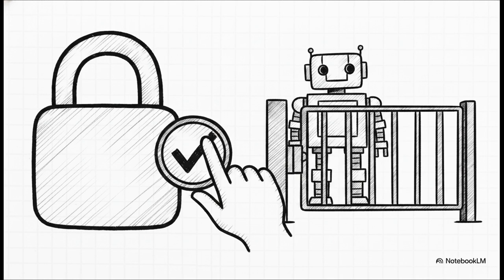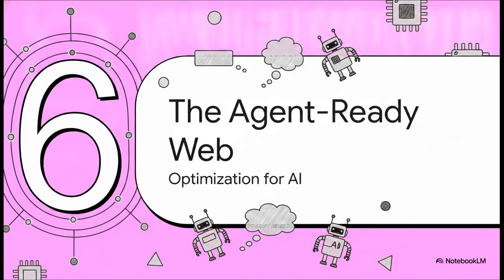No way. Whenever an agent wants to execute a tool, the browser will pause and prompt you. This prompt shows you exactly what the AI wants to do, the tool name, the description, and the parameters it wants to pass. You have to approve it first, which puts you firmly in control of the interaction every single time. And finally, Section 6, the Agent-Ready Web, Optimization for AI.